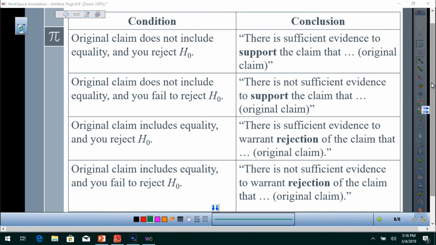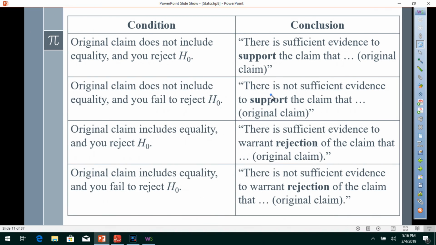The original claim includes inequality, and you reject the null hypothesis. There is sufficient evidence to warrant rejection of the claim that, and then whatever the claim was. Original claim includes inequality, and you fail to reject the null hypothesis. There is not sufficient evidence to warrant rejection of the claim that. Okay? Not saying that you proved anything.